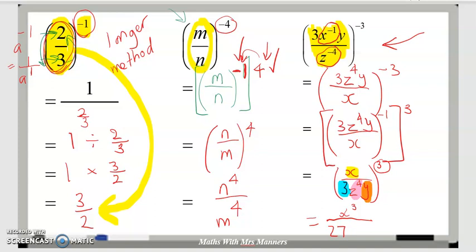So 3 cubed was 27. Z to the 4 to the power of 3 is z to the 12 by multiplying the powers. And y cubed, or y to the power of 1 cubed, is just y cubed. And that is the end of that question.